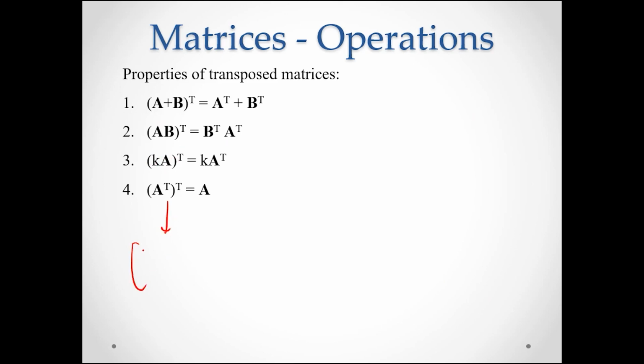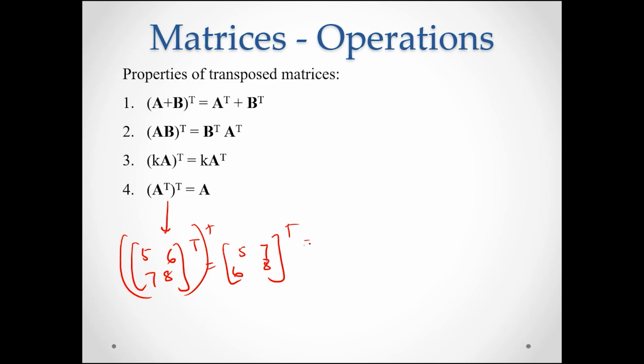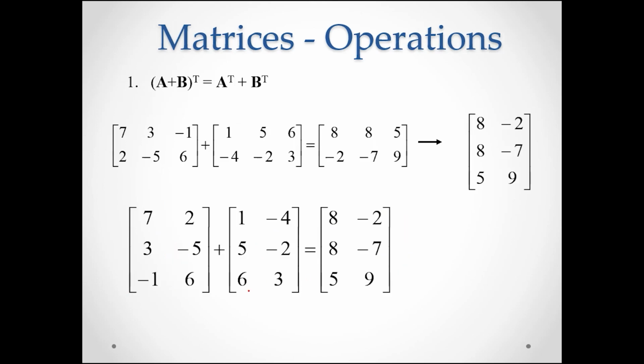For example, if I have 5, 6, 7, 8, if I take the transpose, it will be 5, it will shift here. So we have the first row 5, 6, 7, 8. If I again take the transpose, right? So it will again get back to the same position, that is 5, 6, 7, 8. Right? Okay. So the examples are clearly given to you in the video.